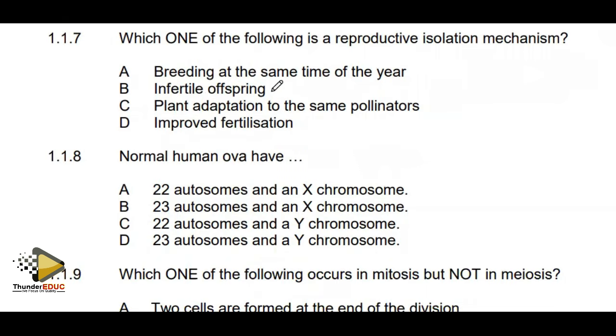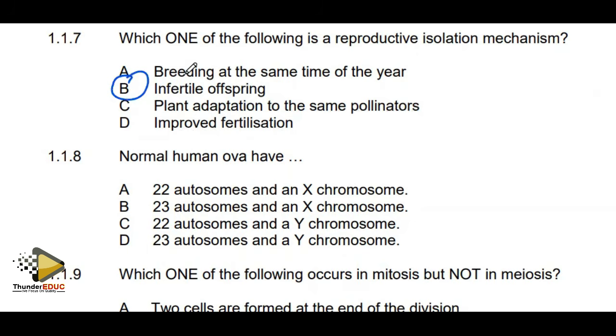Infertile offspring, this one is correct. Plant adaptation to the same, if it is the same pollinating agent, then they can't be isolated. Improve the fertilization, this just increases the ability to bring about fertilization. So the answer is going to be B.